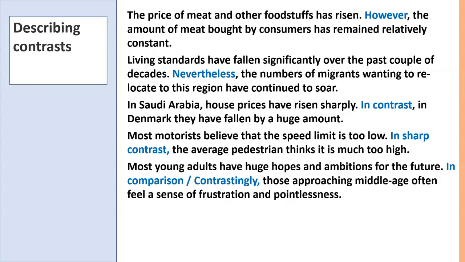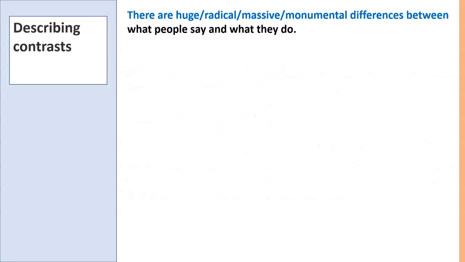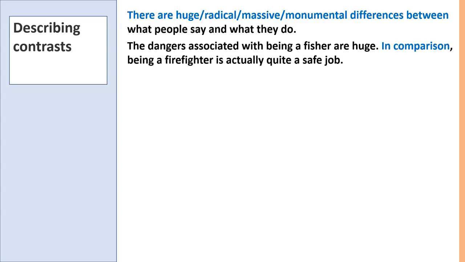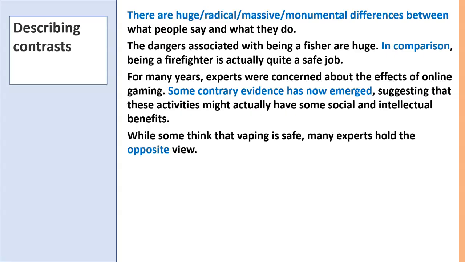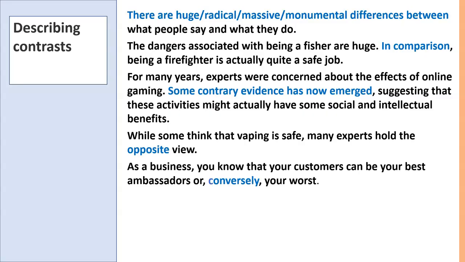We can use in comparison here as well when we want to compare two different things. There's another example of that in a moment. Phrases like there are huge or radical, massive or monumental differences between things allow us to show differences, allow us to show a contrast. And we can use, as we mentioned before, the phrase in comparison when you want to compare two things. And this can be used to contrast them as well. Phrases like some contrary evidence has now emerged, and contrary can be a useful adjective. We can also use opposite as a useful adjective, and the word conversely works very nicely.